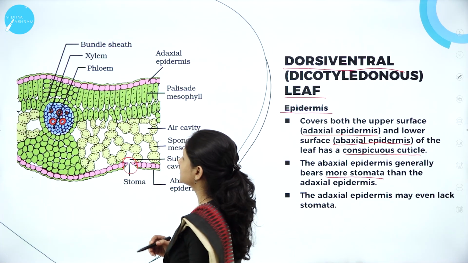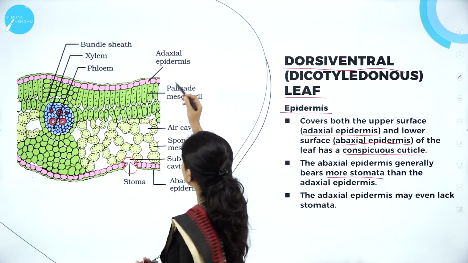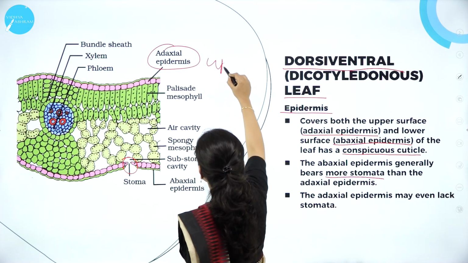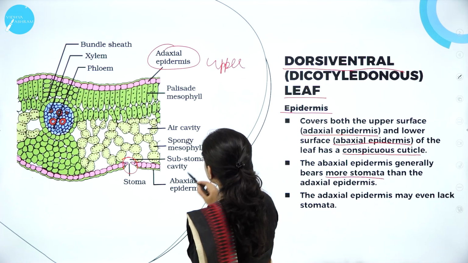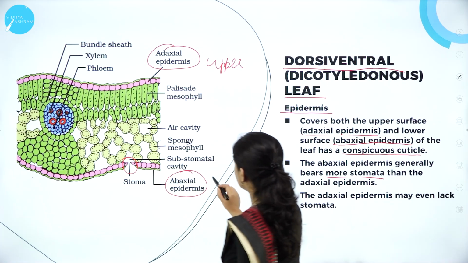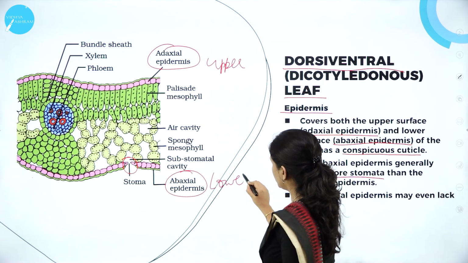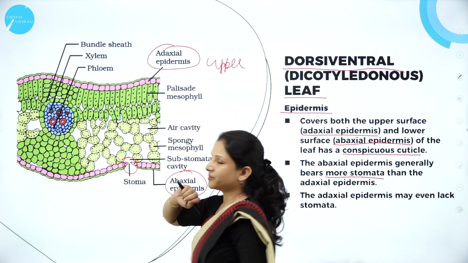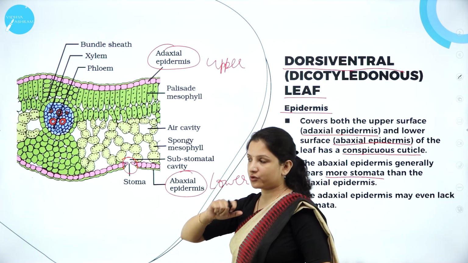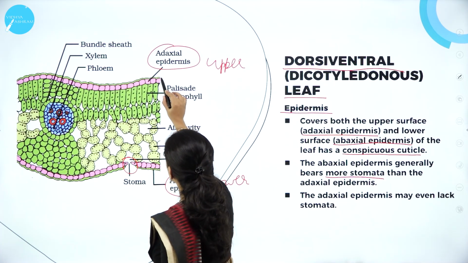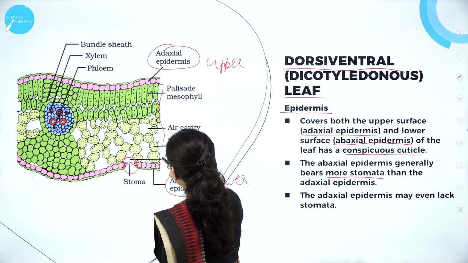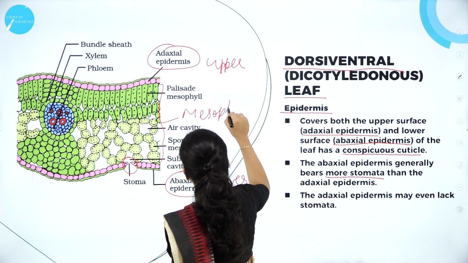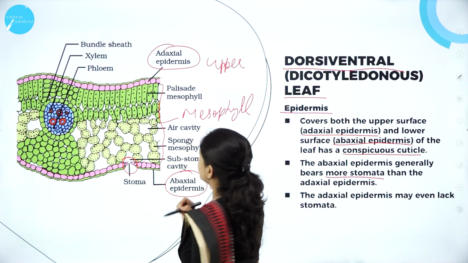It is usually distributed in the lower side, and they have the adaxial epidermis which forms the upper epidermis, and they have the abaxial epidermis which forms the lower epidermis, and it is between the upper and the lower epidermis that the cells are being distributed. And this entire thing from here till here we call it as the mesophyll. It's called the mesophyll of the leaves.